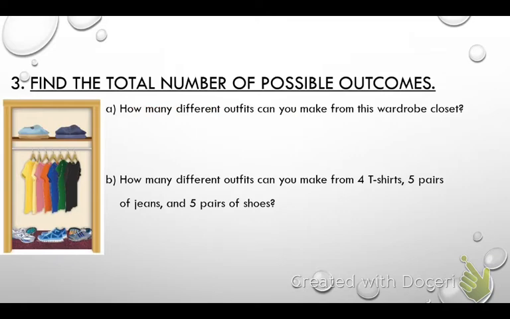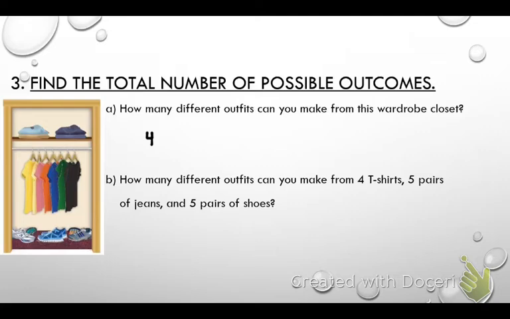For problem number 3, it says to find the total number of possible outcomes. I want you to look at the picture that I have up here on the screen, and it asks us how many different outfits we could make from the wardrobe closet. Looking at the top, how many pairs of pants do we have folded up there? There are 4 pairs of pants. Everyone write down a 4.